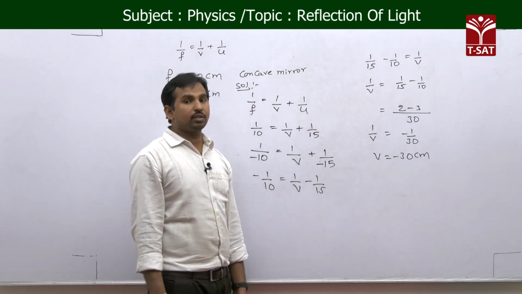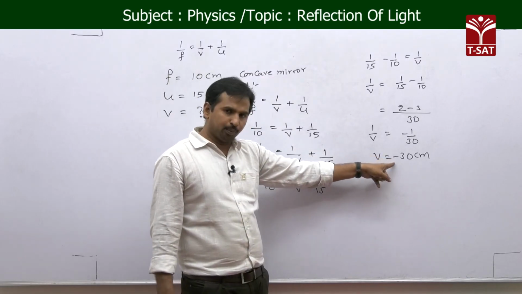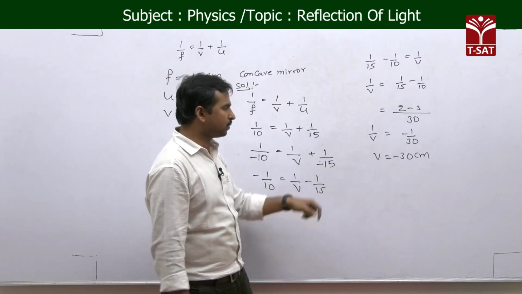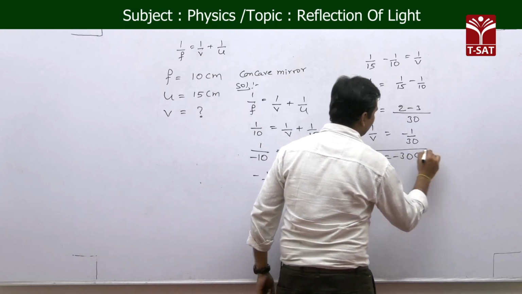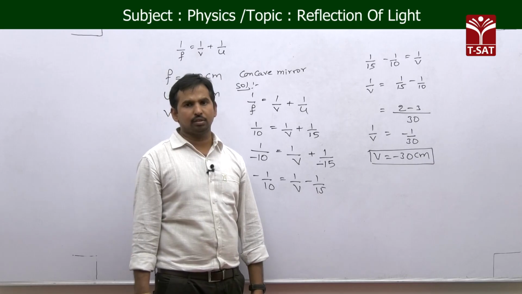For the case of concave mirror, the image distance is actually negative. That's why here we are getting the v value as negative, and how much is that? Minus 30 centimeters. Okay.